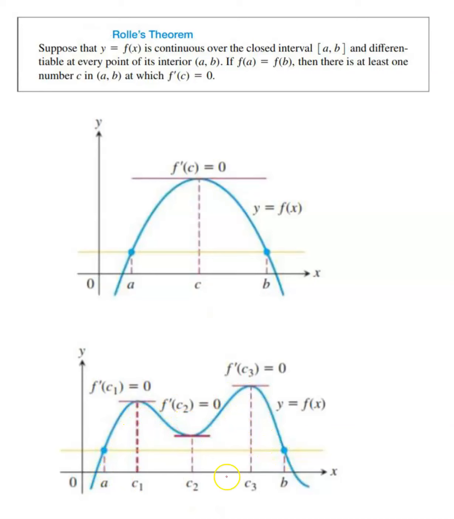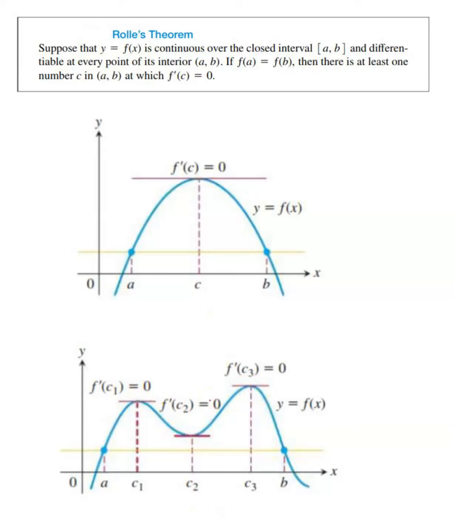Now, what if your graph looked a little different, with more turns? Again, look at the second graph between a and b. You have all these turns. Rolle's theorem assures that there will be at least one number c at which the slope will be 0, or the first derivative is 0. In this case, because of the number of turns, we actually have 3 places where you have a horizontal tangent.